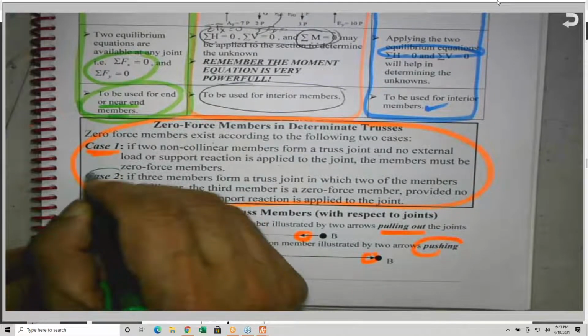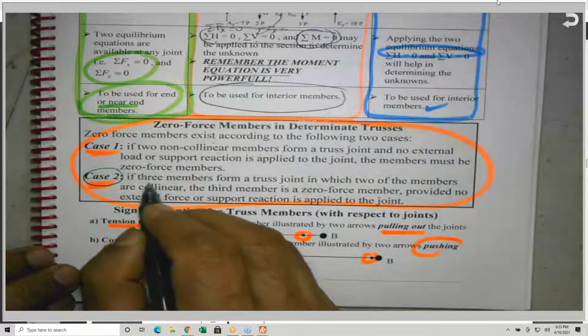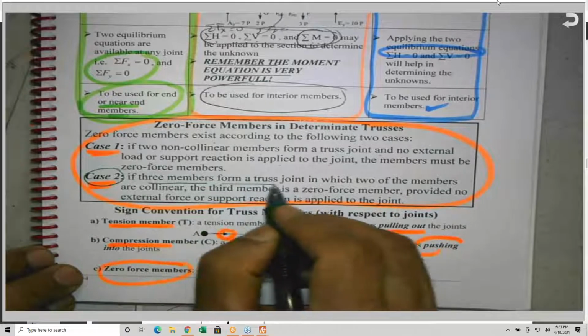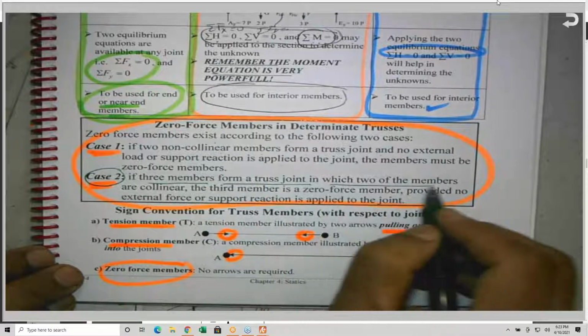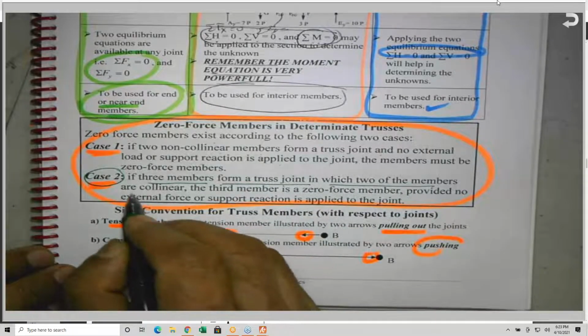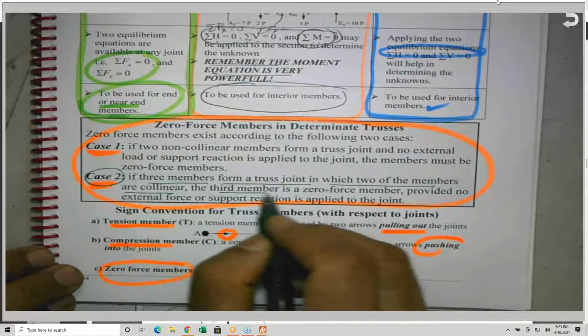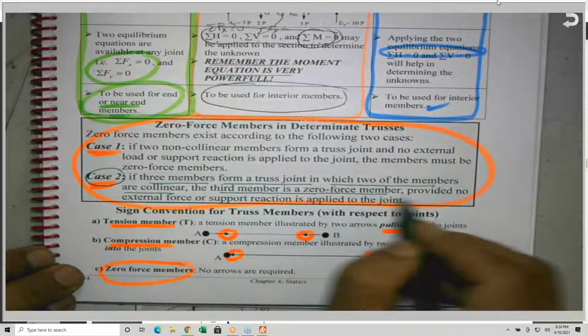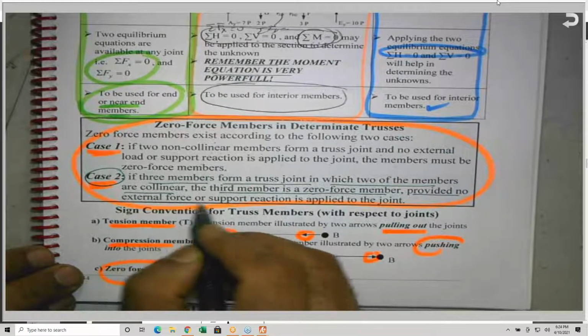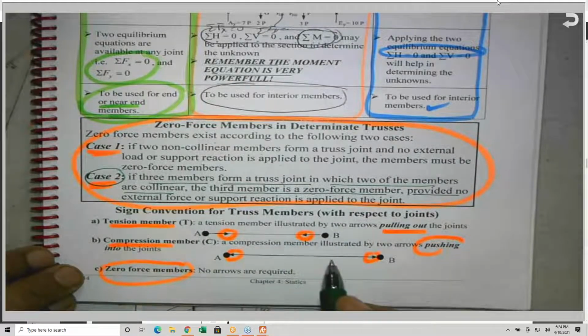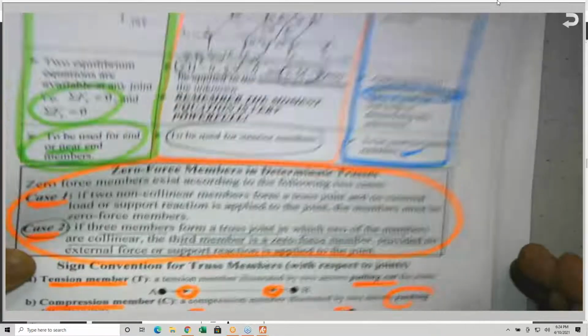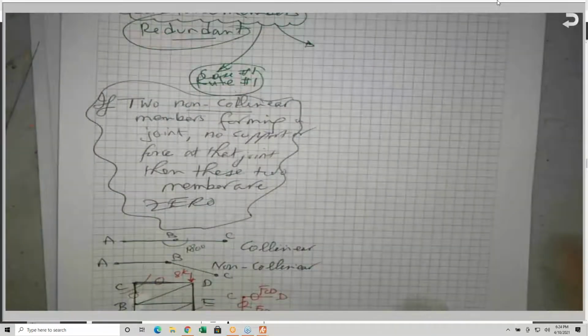Case number 2: if three members form a truss joint in which two of the members are collinear, the third member is a zero force member, provided no external force or support reaction is applied at that joint. Again, translate into English.